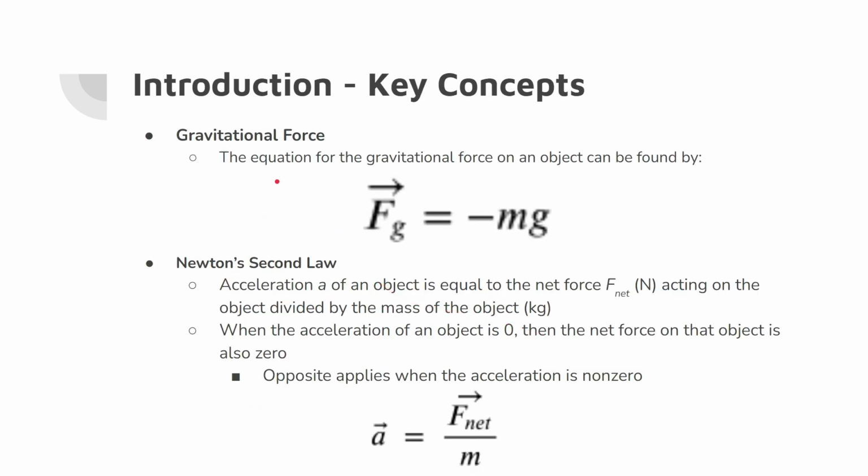So some important key concepts to know. Gravitational force, Fg equals negative mg, mass times acceleration due to gravity, always going to be in the negative y direction. Newton's second law: acceleration is equal to the net force over the mass of that object. And so when the acceleration is 0, the net force is going to be 0.